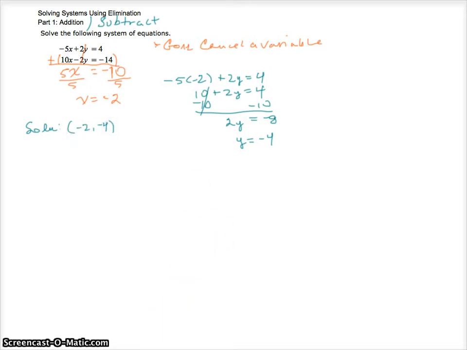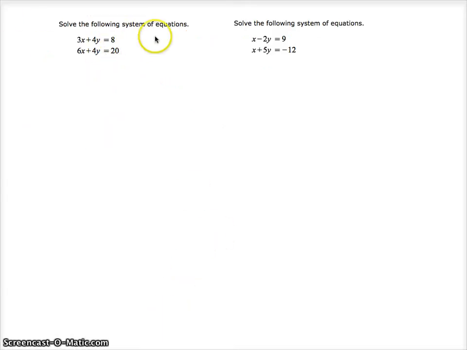Alright, let's look at a couple more examples real quick. In this first equation here, which we'll label B, and we'll label this one C, so we can keep them apart. It says solve the following system of equations. And so I want to think about using elimination.